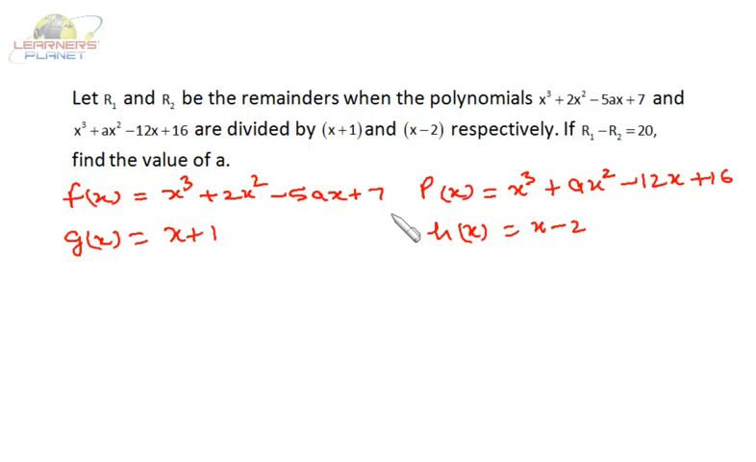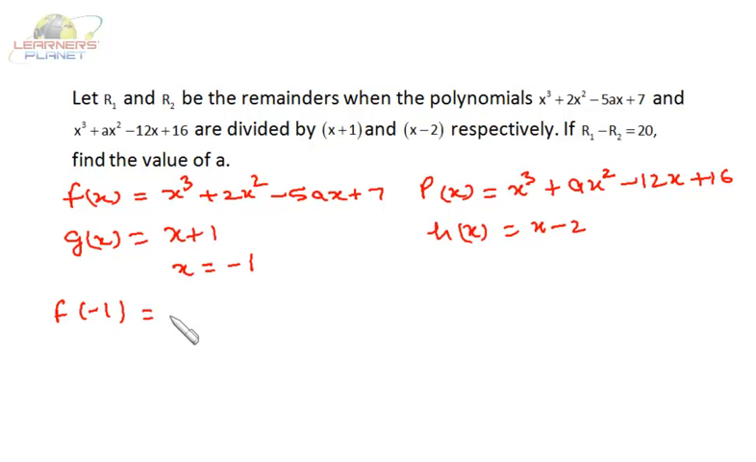Now according to the question, first of all we have to divide f(x) by g(x) and we have to get the remainder, and that will be R1. Similarly we have to divide p(x) by h(x), and whatever the remainder will be, that is R2. Okay, so what is the first step? Equate g(x) to 0 and get the value of x. So x + 1 is 0, that means x is equal to −1. So if f(x) is divided by g(x), the remainder will be f(−1). So let's calculate f(−1).